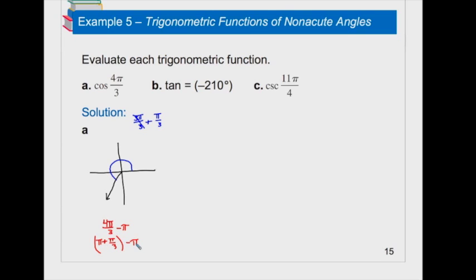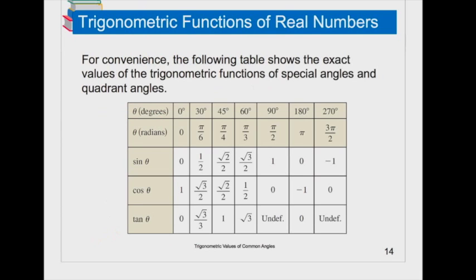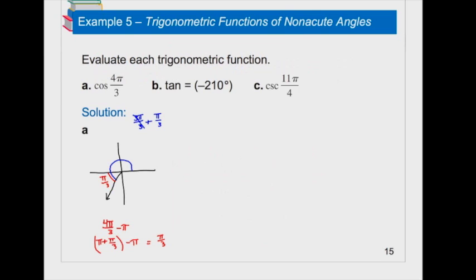Now when I do pi plus pi over 3 minus pi, I'm just left with pi over 3. So my reference angle in here was pi over 3. So what is the cosine of pi over 3? Well, if I look to that trusty little unit circle in the beginning of the book, or if I look back possibly into here, the cosine of pi over 3, or 60 degrees, was supposed to be 1/2.